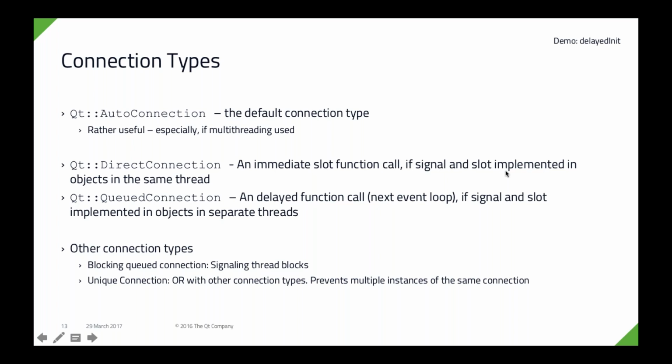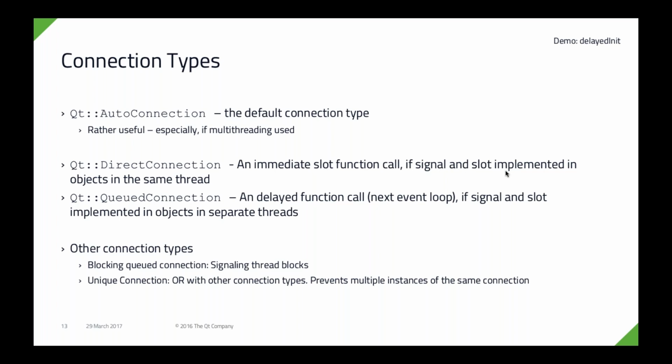Of course, you can't do that if you're running across threads, if you're sending a signal to a slot in another thread. So what we'd use in that case is Qt::QueuedConnection, and that will send it to the event loop, which will put it to the correct thread and send it to where it needs to go.